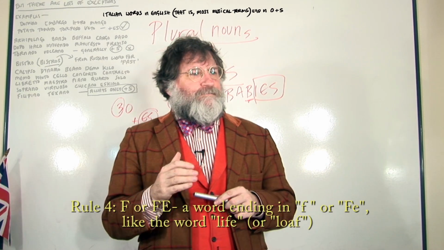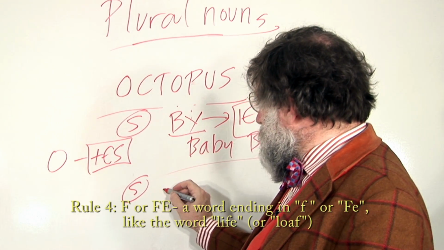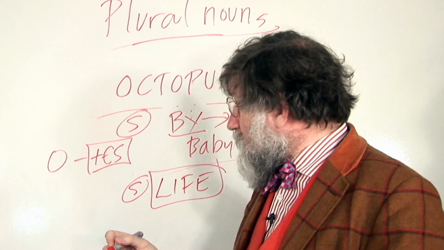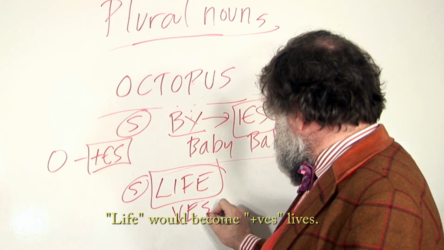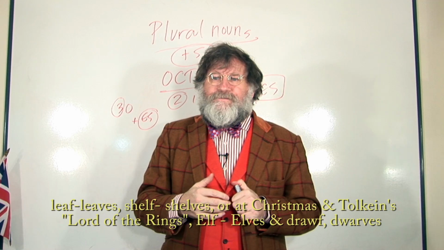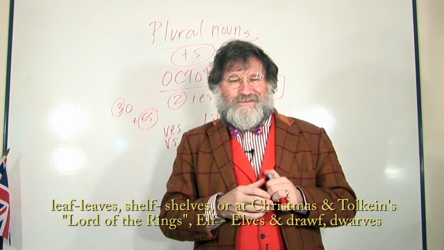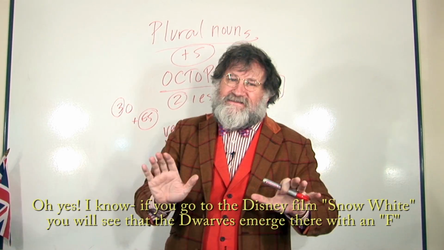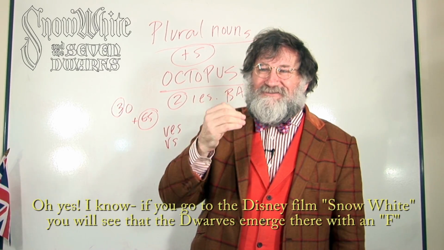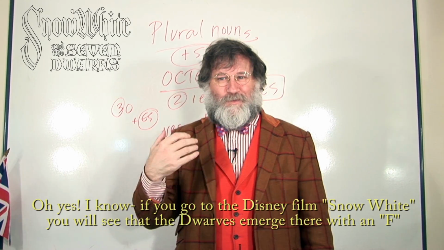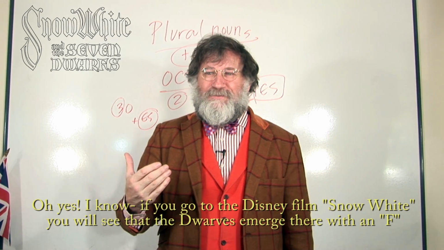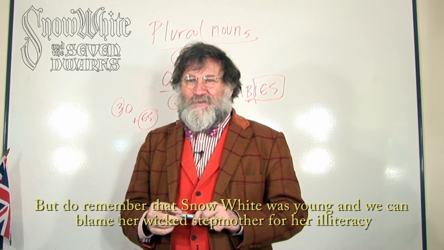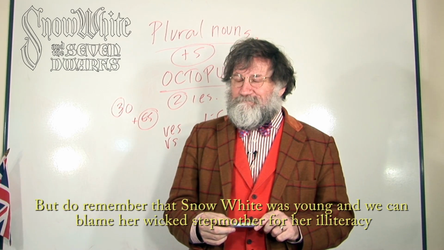Rule 4, F or FE. A word ending in F or FE, like the word life, to lives, that would become a VES. Leaf, leaves, shelf, shelves, or at Christmas, or in Tolkien's Lord of the Rings, elf, elves, and dwarf, or dwarves. Oh, yes, I know. If you go to the Disney film Snow White and the Seven Dwarfs, you will see that the dwarfs emerge there with an F. But do remember that Snow White was young, and so we can blame her wicked stepmother for her illiteracy.